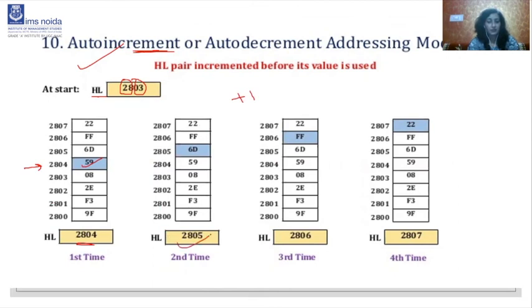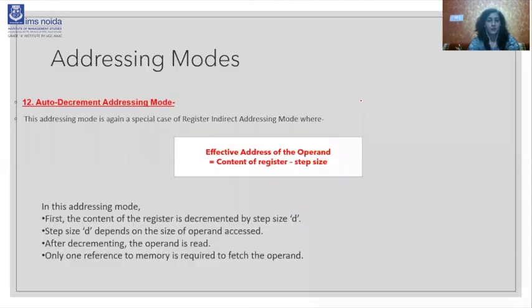Again the second time it will be incremented by 1. Clear? 2805. Now again incremented by 1, and again by 1. Clear? So here we are mentioning that the step size is 1. Clear? Now the last one is auto decrement.